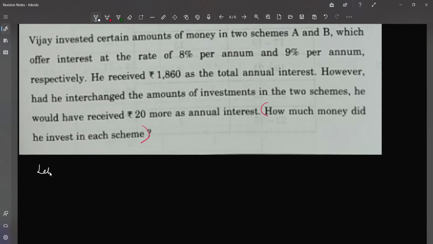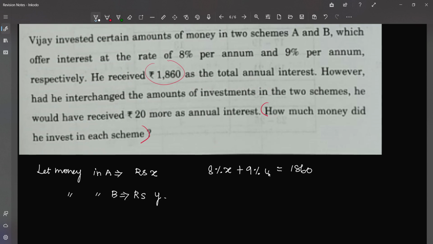So let the money he invested in scheme A be rupees X, and the money invested in scheme B be rupees Y. He got a total interest of, so what is this interest? This interest is the rate of interest into the total investment. So the total interest together will be 1860. That will be 8% of X plus 9% of Y.